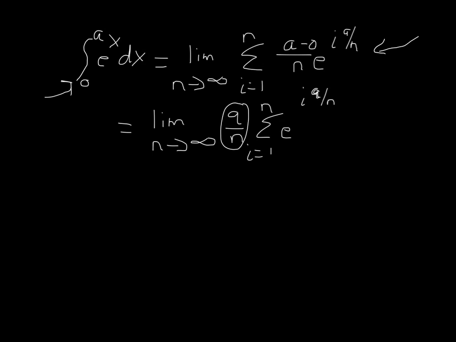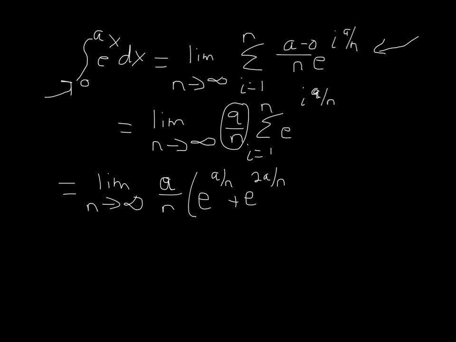If we have a look at what that looks like when it's expanded, we are looking at the limit as n approaches infinity, and we have a common factor of a over n, so we'll keep that out front. The first term in our series is going to be e to the a over n, and then the next one will be e to the 2a over n, because now i equals 2, and then i equals 3, so we have 3a over n, and so on. That's going to keep going all the way up until we have n times a over n, which is just going to give us e to the a.